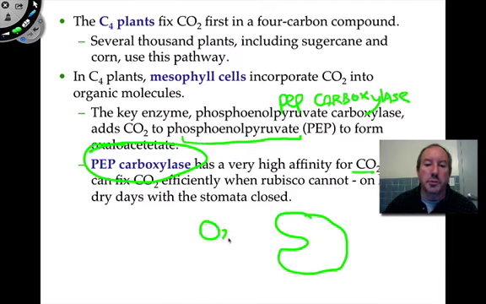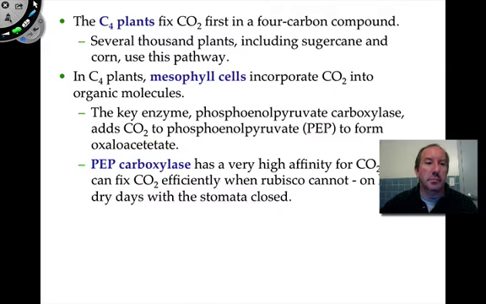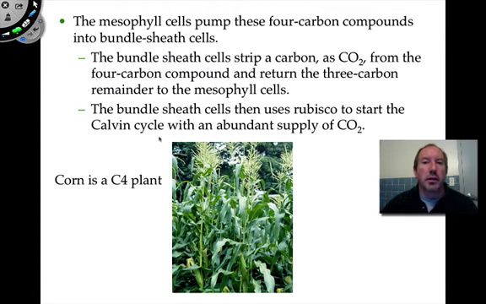You've got a choice between oxygen and CO2. What are you going to pick? It's going to pick carbon dioxide. And so this is where it attaches CO2 to PEP to produce OAA. And this occurs in the mesophyll cells. Some examples of this: corn is a great example of C4 plants. We also looked at sugarcane in a second.